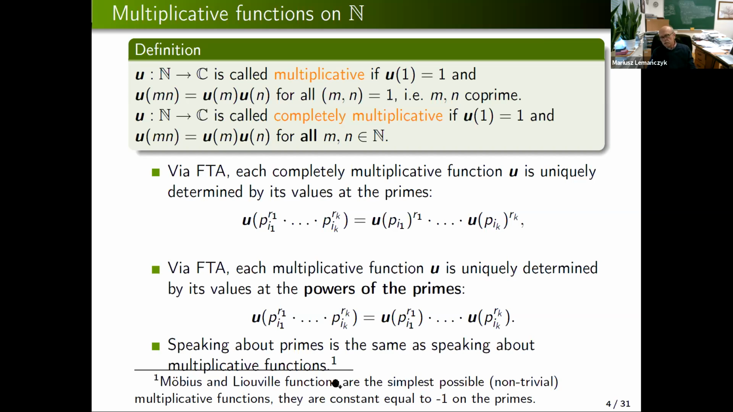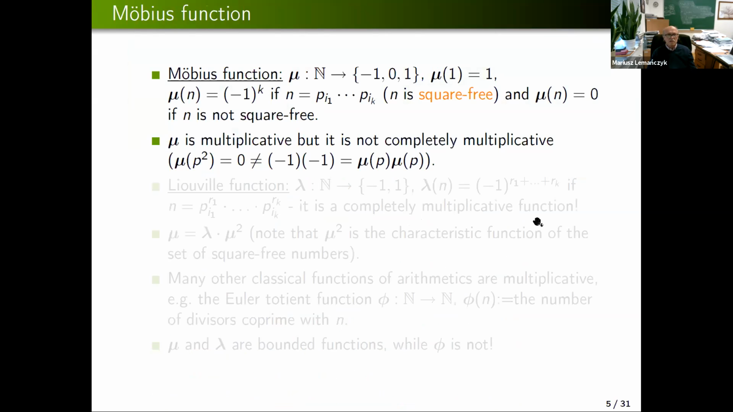And you will see that the values on the primes are still constant, but they are equal to -1. So just please keep in mind, when the functions appear on the next screen, that these are probably among the simplest arithmetic functions. So what is the Mobius function?